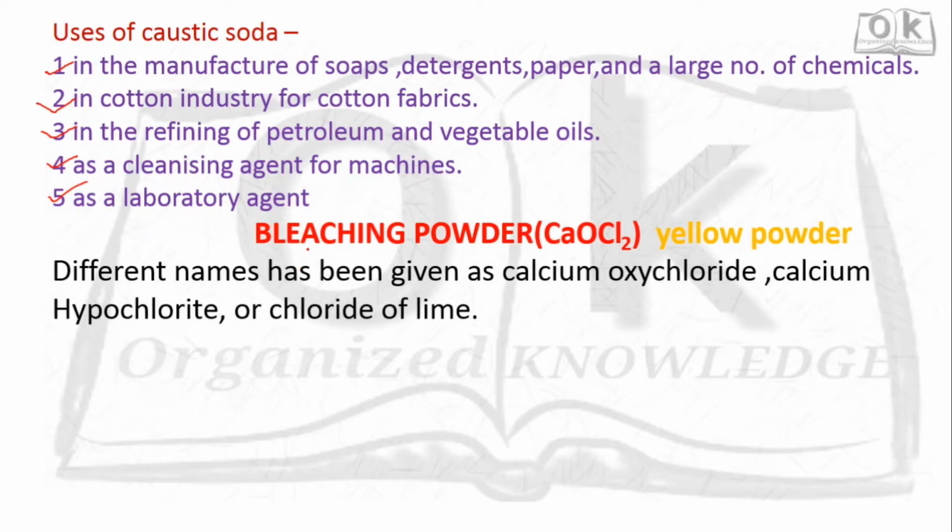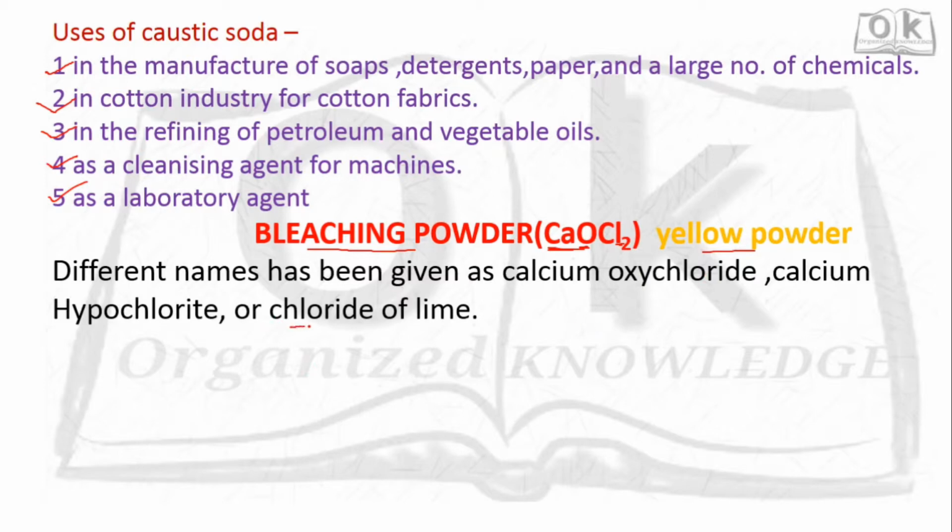The next very important type of salt is bleaching powder, and the formula will be CaOCl2, that is Ca for calcium, O for oxy and Cl2 for chloride. And this bleaching powder is a yellow powder. It is also known as calcium oxychloride, calcium hypochlorite or chloride of lime also.